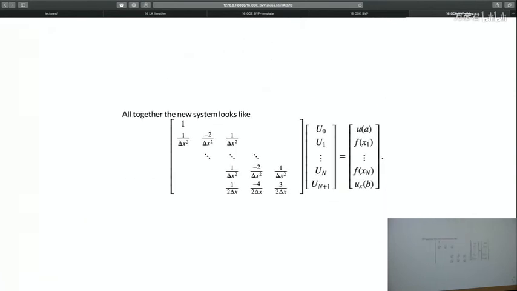Okay, so altogether, the system looks like this. Again, we have U0 through UN plus 1. U0, we're going to force to be UA. UN plus 1, we're going to solve for. We know the derivative value of that.